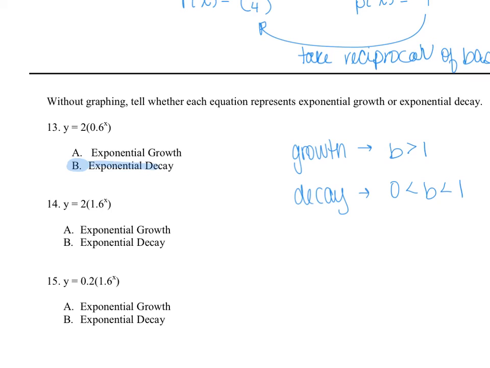We're going to make this a little bit easier, so I highlighted the correct answer. For number 14, our base is 1.6. 1.6 is greater than 1, so that means that this is now growth. And for number 15, this one looks tricky because you see a couple of decimals here, but you only care about the base. So 1.6 to the x is our base. 1.6 is greater than 1, which means that this is growth.